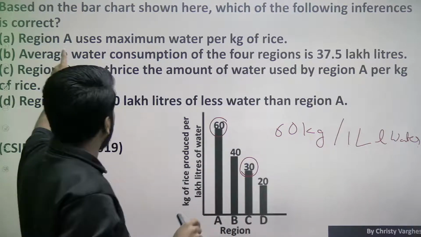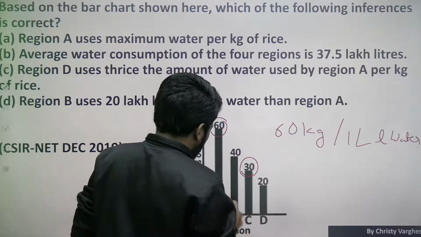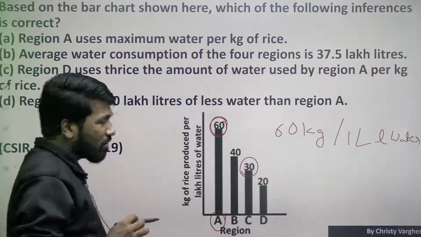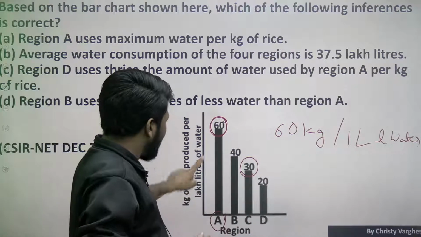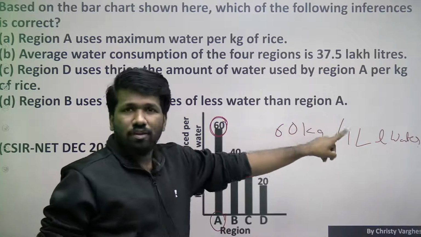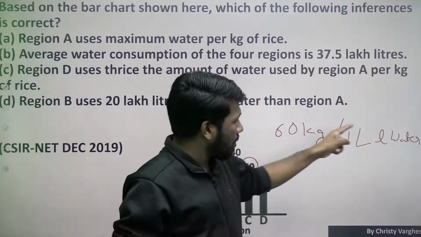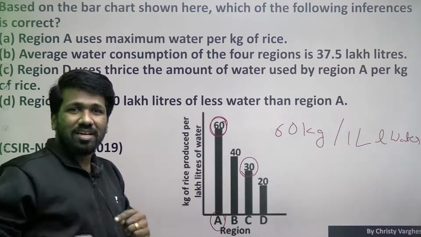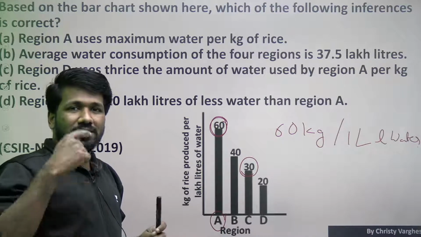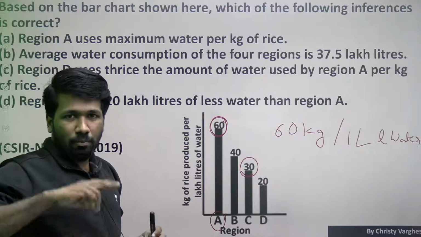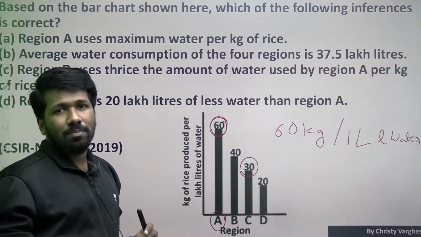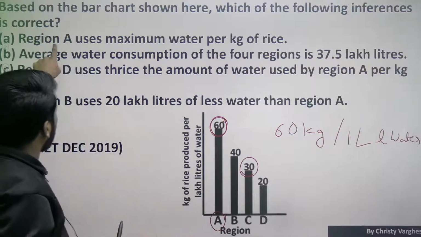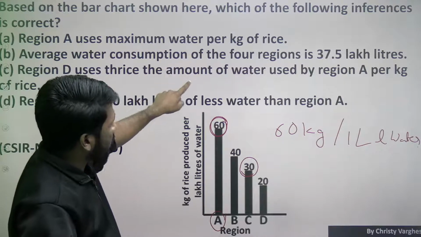So first option, region A uses maximum water per kilogram. You may think that region A का graph maximum है ना, so option A सही हो सकता है? No, because option A says 60 kilogram rice produced if 1 lakh liter water. That means kilogram per water is maximum. So water per kilogram will be minimum obviously na, because of the reciprocal. If x is maximum, 1 by x will be minimum. If among x and y, x is bigger than y, means 1 by x will be smaller than 1 by y. Same way, region A uses maximum water per kilogram, totally wrong.